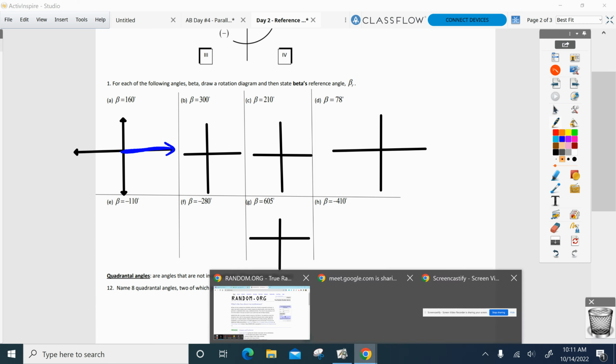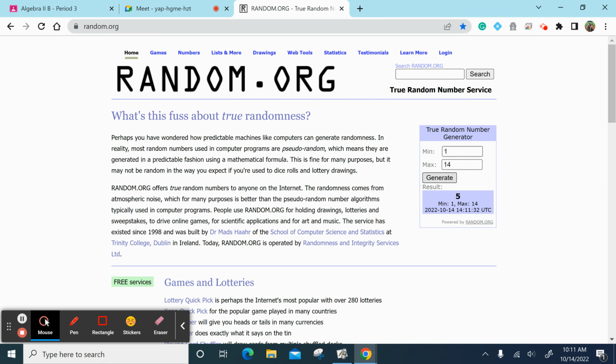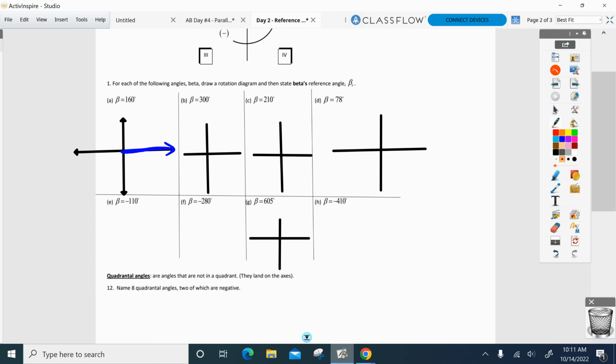All right, what quadrant are you drawing this in? 160. Second. Closer to 90 or 180? 180, good job. And again, rotational arrow always starts on the initial side, going in whatever direction we need, in this case, in the positive direction. So no issues graphing that.